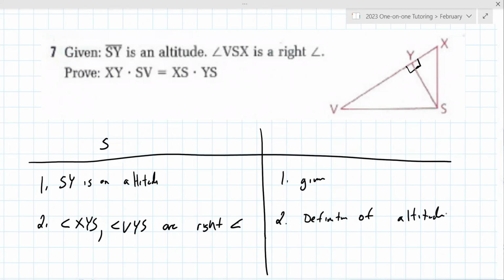So XY times SV equals XS times YS. Now they're also, interestingly, telling you that VSX is a right angle, which I'm not sure why they're doing, but they are. This is the thing we've been using in the previous problems. I'm tempted to go towards the Pythagorean theorem with this, basically saying that VS squared plus SX squared equals XV squared, and then doing a bunch of algebra with the other ones.